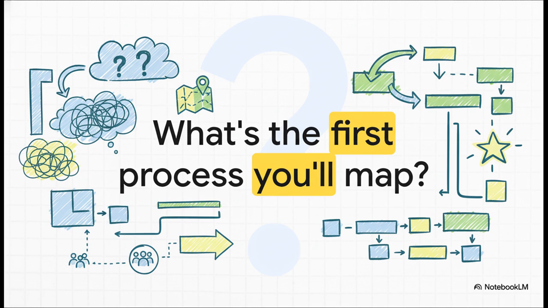What's that one process in your team right now that causes the most confusion or frustration? The one that could really, really use this kind of clarity? Because that's the perfect place to start.